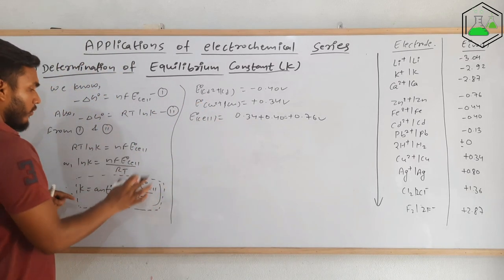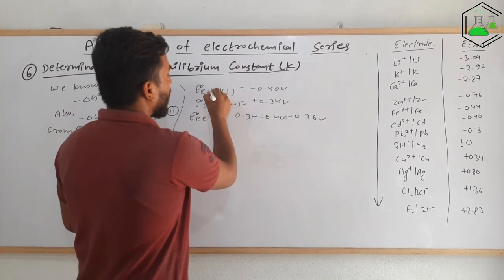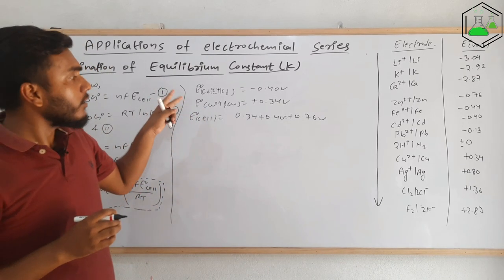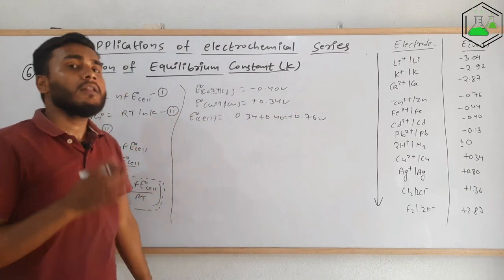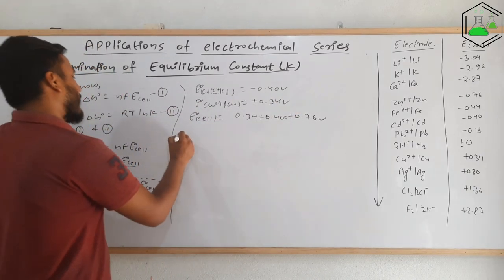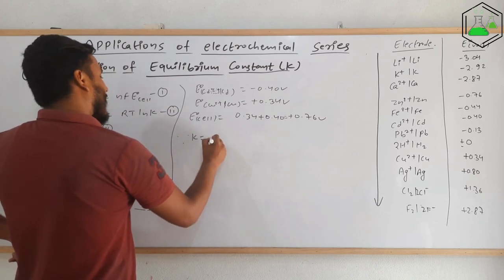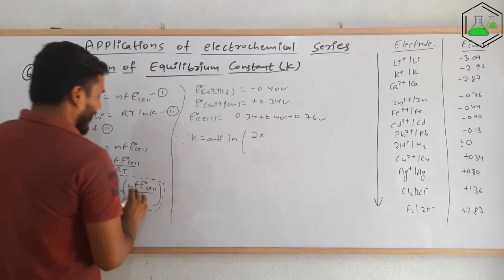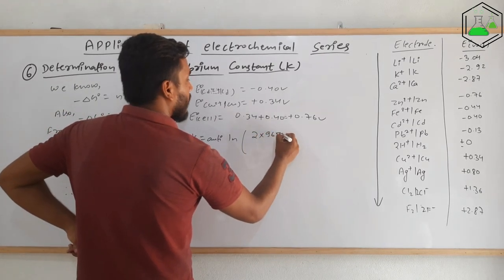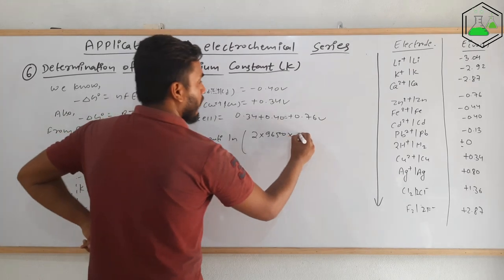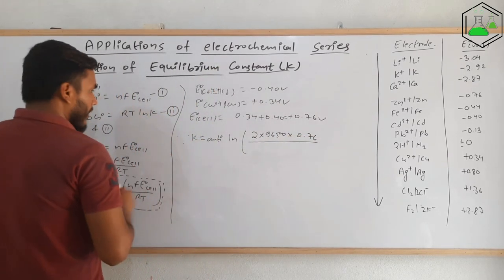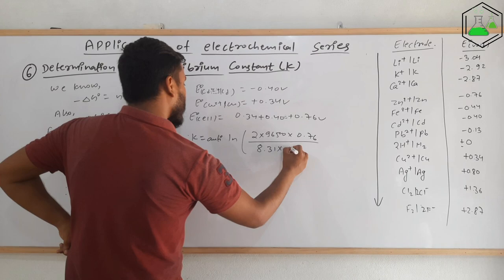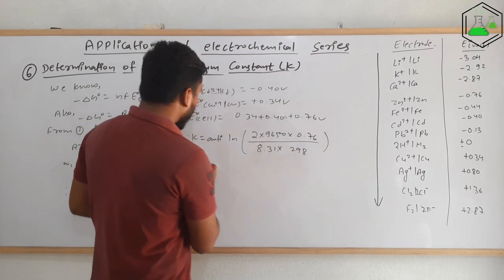Now let's put this value over here, and as you can see 2 plus is written over here, then obviously 2 electrons will migrate. So the value of n will come to be 2, or you can write the oxidation half and reduction half reactions, and there also you can find the value of n. So let's put the values now. Since K is equal to e to the power nFE naught cell by RT, n means how much? 2. F means how much? 96500. E naught cell is 0.76, R is 8.31, and T, the absolute temperature, is 298. We are considering the standard temperature over here.